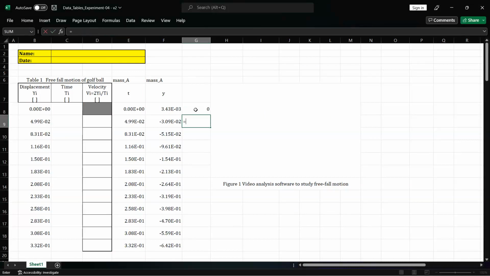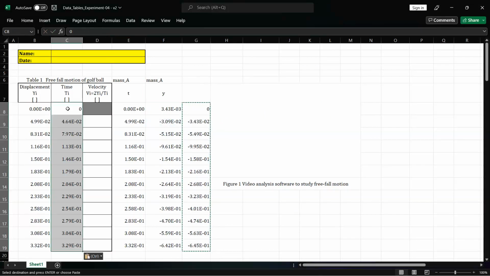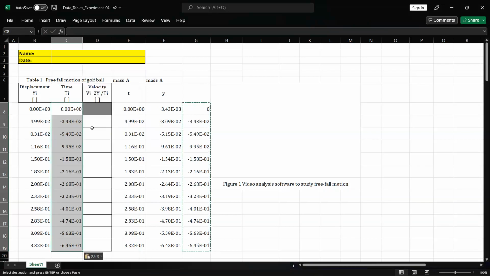Then the next point, you need to subtract previous value. You'll be pushing all the points downwards, so you need to subtract the previous point and click and drag. This new Y values should go here. Okay, and when you copy paste, make sure you copy paste as values only. Okay, now it's good. Now this data we don't need.